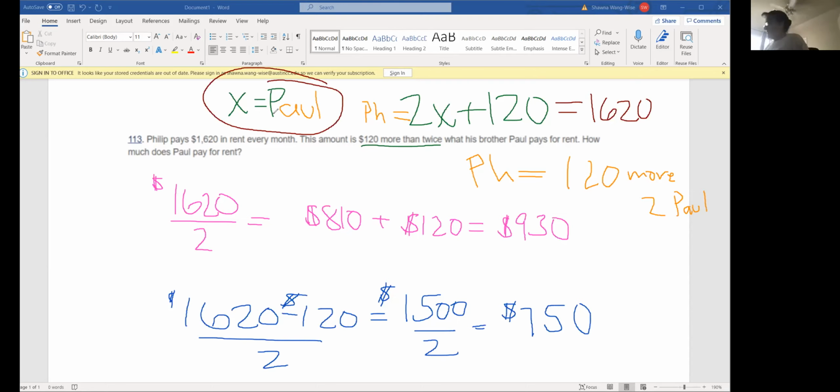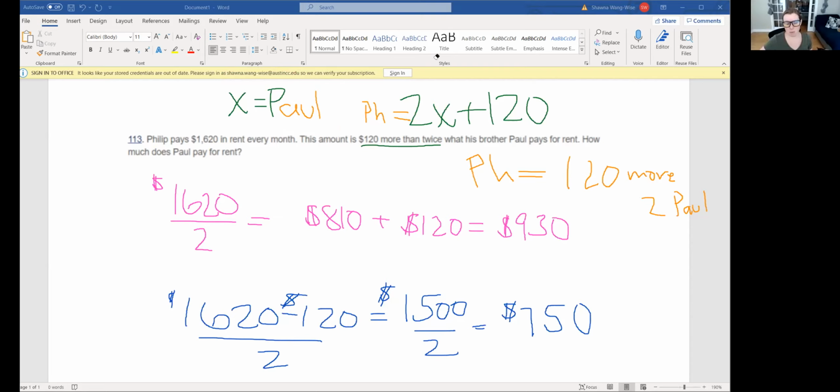I have a suggestion there. Paul, his 2x plus 120 equals 1620, and we move the 120: 1620 minus 120 equals 2x. X equals, we divide 1500 by 2 and we find 750. So that sounds like a good idea. That sounds like what I was just talking about.